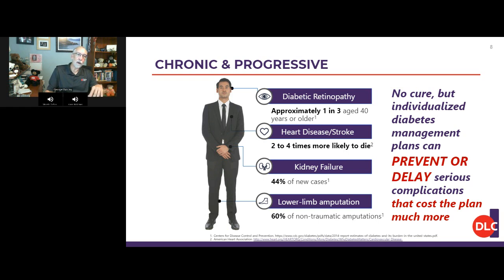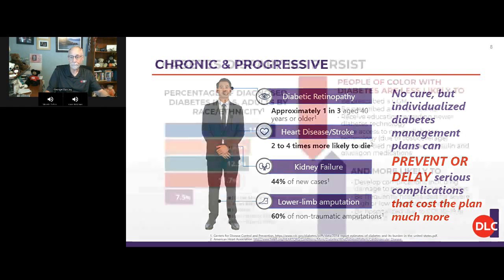The point here is all of these things, that's where the cost drives from. It's the heart attack, it's the stroke, it's the dialysis, it's these amputations, and then supporting that thereafter, where you've got serious cost to your health plan, and that's where your risks come into play.